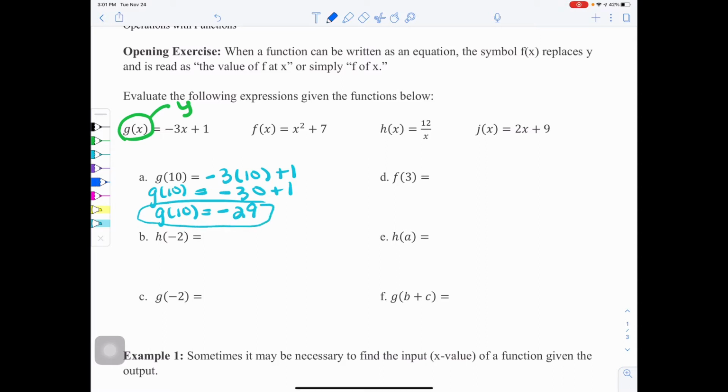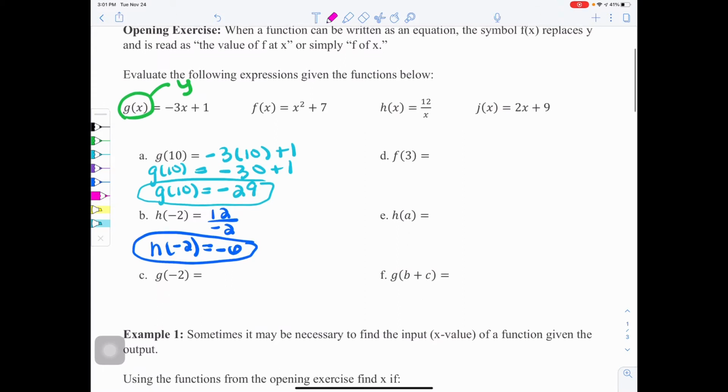In part B, it says h of -2. So we want to make sure we pick the function that's appropriate. We're going to use h of x, which is 12 over x. So this is going to be 12 over -2. So h of -2 would be equal to -6.